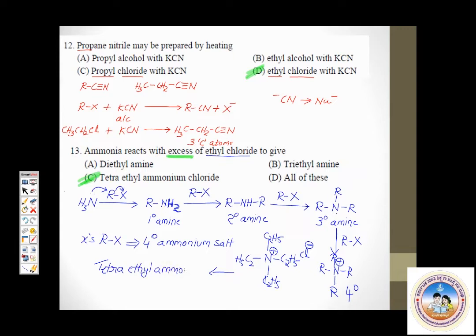Okay. When? Only when you use excess of ethyl chloride. So keep that in mind. So you can ask me, what if we don't take excess of ethyl chloride, but we take excess of ammonia? If you take ammonia in excess, you will get a primary amine. Excess ammonia gives you predominantly primary amine. But if you take excess haloalkane, you'll get quaternary ammonium salt. This is the explanation for question number 13.